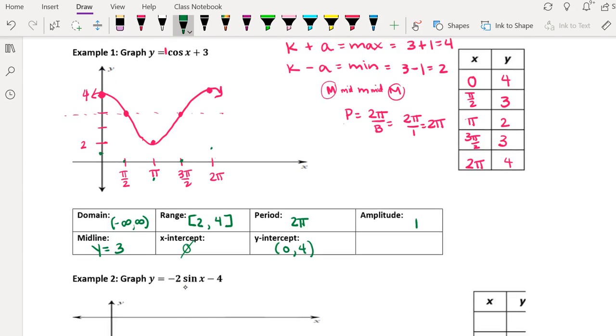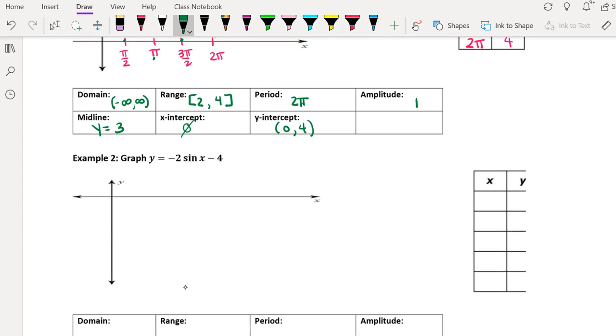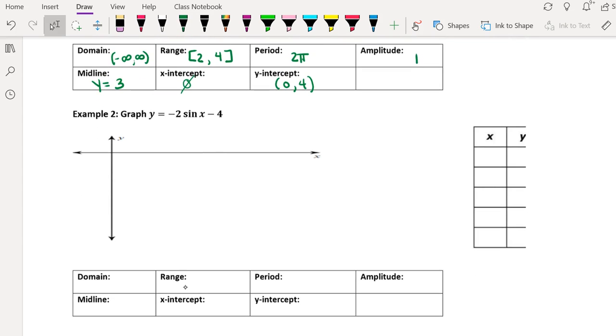Okay? Let's look at number 2. Number 2, I have a little bit more going on. So this negative 2, that tells me that I'm going to have a reflection. Also, my amplitude is 2. This negative 4 tells me that we're going to shift down 4. That means that my midline is at negative 4. Okay, so I'm going to take this graph and I'm going to mark 1, 2, 3, 4.